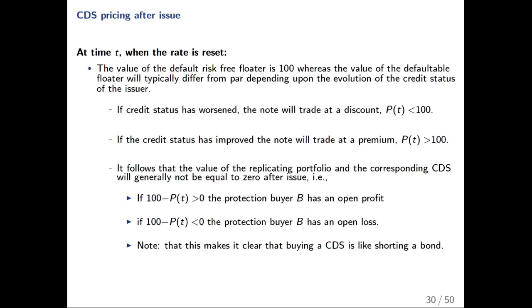So buying a CDS, buying protection against a company, you make money when the credit status goes down. I make an open profit when, for example, there are downgrades, and I lose money when there are upgrades. So buying a CDS is exactly like shorting a bond.